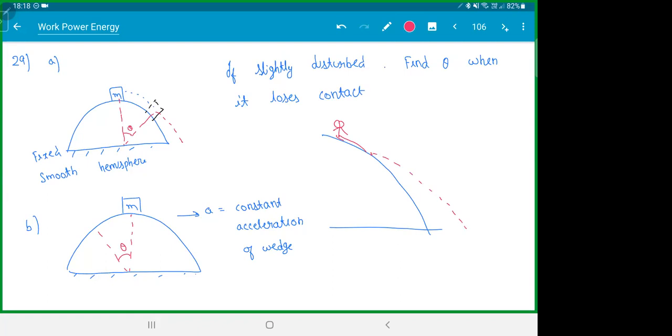So find theta when the block loses contact with the hemisphere. Two cases. Case one, the hemisphere is fixed, the block is gently pushed. Case two, the wedge is accelerating with A. So in this case, the block will go backward. So find theta when it loses contact. Get the standard equation. The first one is a standard one. Second one is a slight variation.